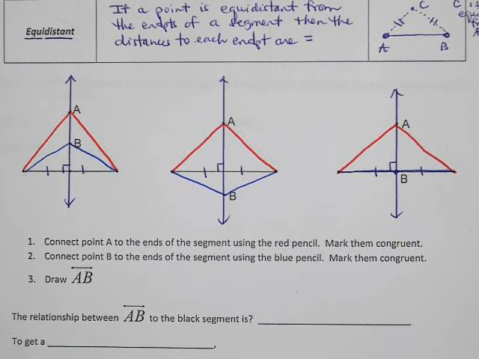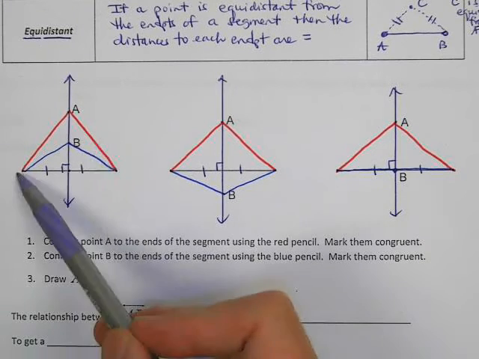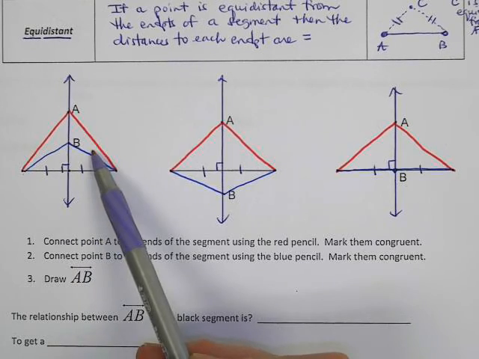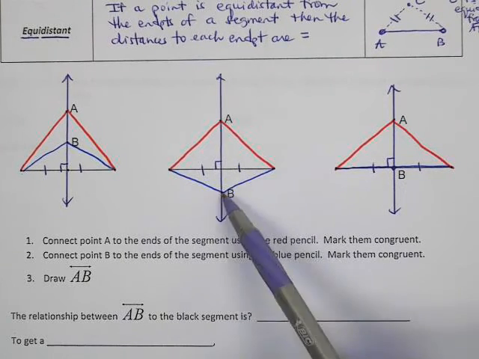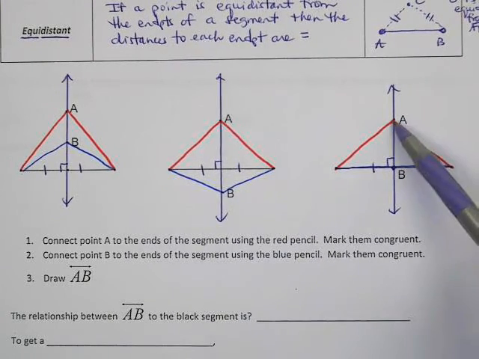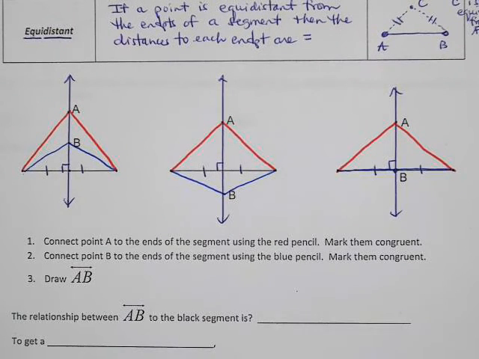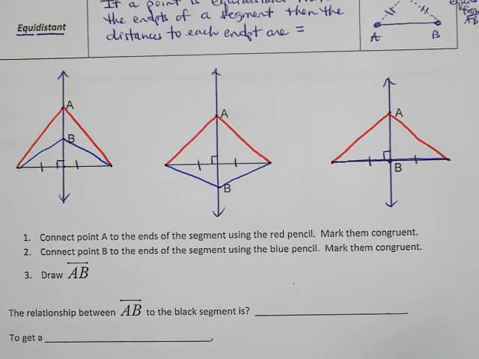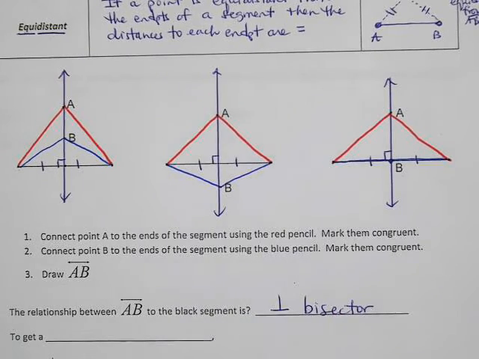Think about how we did it. We had a point A that was equidistant because these red segments were the same. We had a point B that was equidistant because these blue segments were the same. Same thing here. Point A is equidistant from the endpoints of the segment, as is point B. If I connect the two points, I create the perpendicular bisector. So the relationship between the line AB and the black segment is that it is the perpendicular bisector.